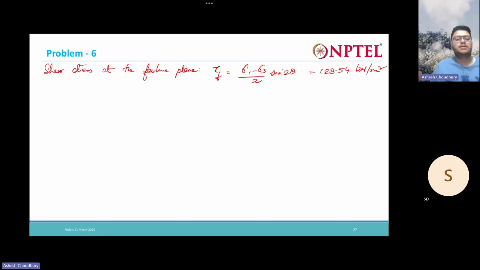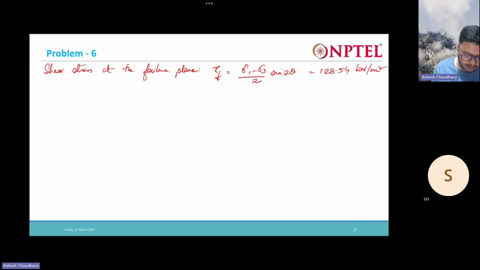Now, remember that the shear stress at the failure plane is not the maximum shear stress that the soil encounters. As I told you in the first slide of today's class, soil fails at a critical combination of normal stress and shear stress, neither at the plane where the maximum shear stress is, nor at the plane where the maximum normal stress is. The shear stress at the failure plane is this, but it is not the maximum shear stress that the soil encounters.